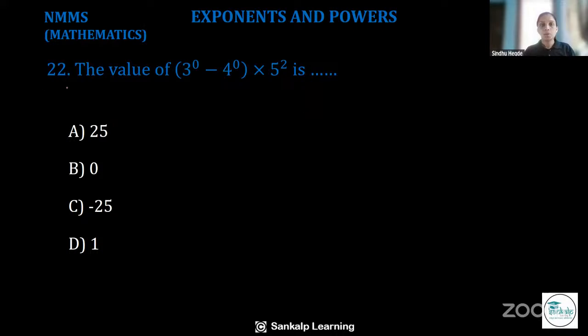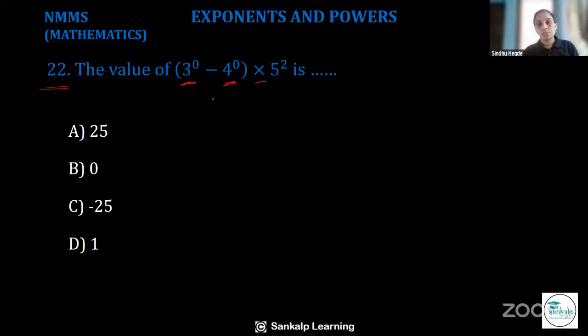Let us see question number 22 of the chapter Exponents and Powers. The value of 3 raised to 0 minus 4 raised to 0, and this whole term multiplied with 5 square. 3 raised to 0 minus 4 raised to 0 into 5 square is dash. Option A 25, option B 0, option C minus 25 and option D 1.